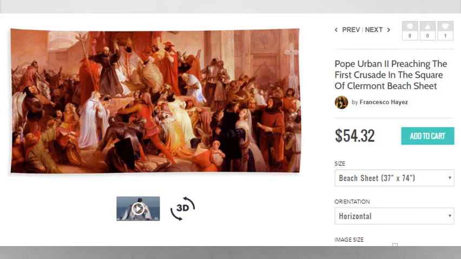Okay, so what's going on in this picture? This is a screenshot of Francesco Hayez's oil painting, 1835, Pope Urban preaching the First Crusade in the square of Clermont.